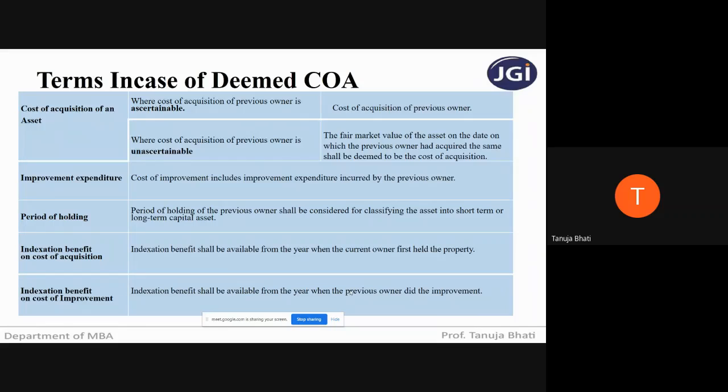This particular slide you will understand better when we solve problems relating to deemed or notional cost of acquisition. Then you can see how this theory part is practically put into solving the problems.